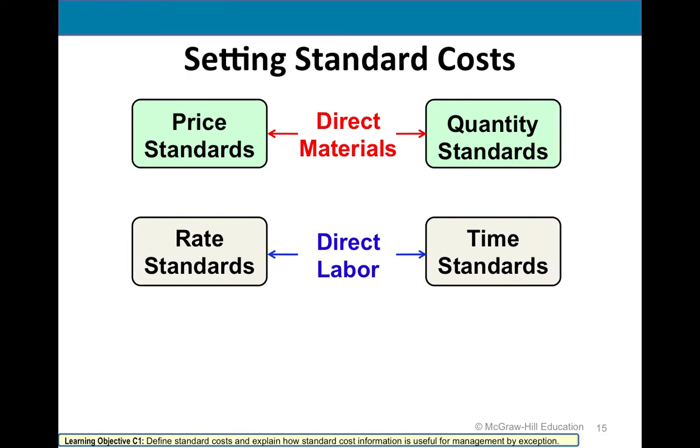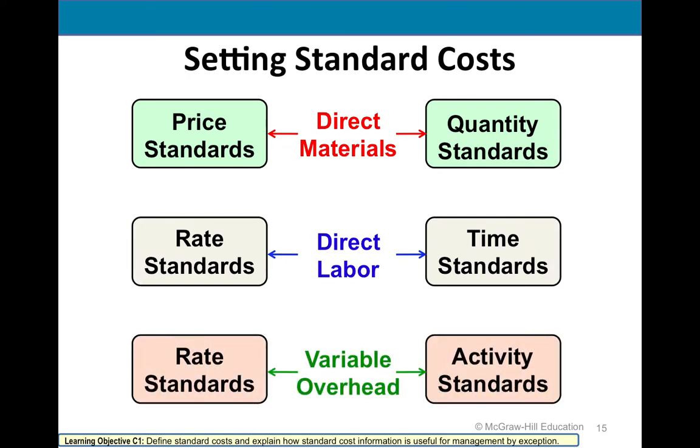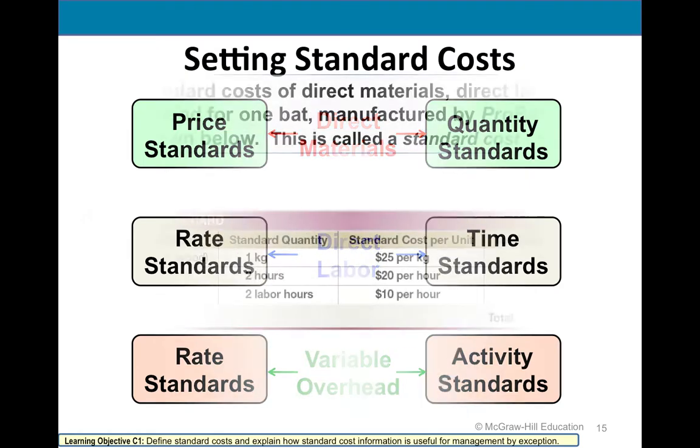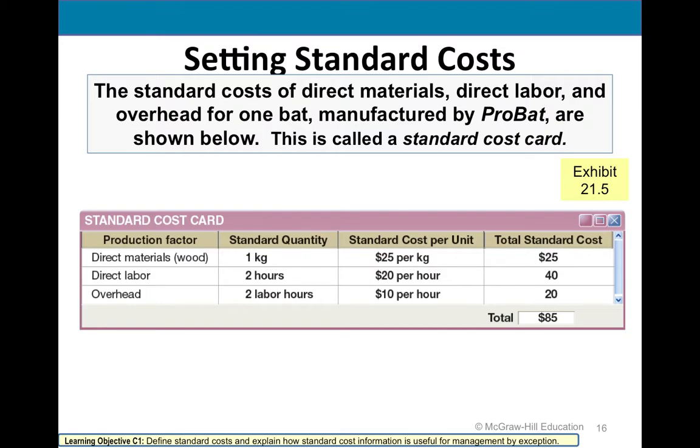Again, set your standards, everything from price to quantity. Direct labor: how much time? What should your rate be? Even the overhead. It says here, standard cost: for each unit of wood, we use 1 kilogram. You spend about 2 hours, and your overhead. So the standard cost to make that product will be $85.